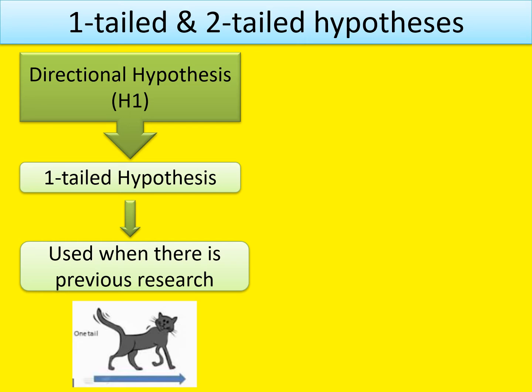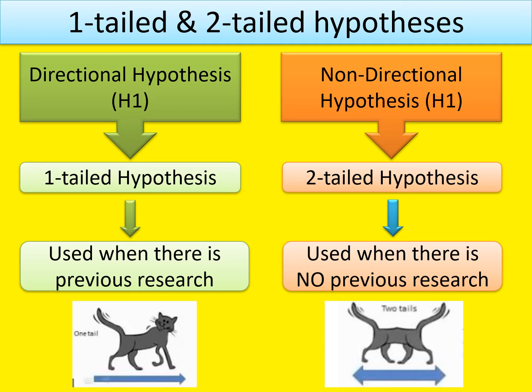And we use a one-tailed test when there's been previous research. And if you look at that cat, he's got one tail and we know exactly what direction he's moving in. Non-directional hypotheses, also an H1 because it's the alternative to the null. A non-directional hypothesis is called a two-tailed hypothesis, and it's used when there is no previous research. And if you look at that bizarre cat there, it's got two tails and we have no idea which direction it's going. So directional hypotheses are called one-tailed and non-directional hypotheses are called two-tailed.